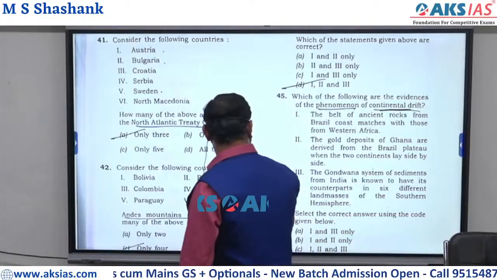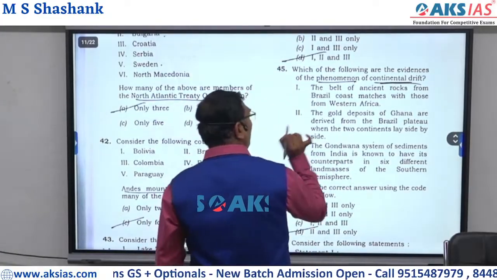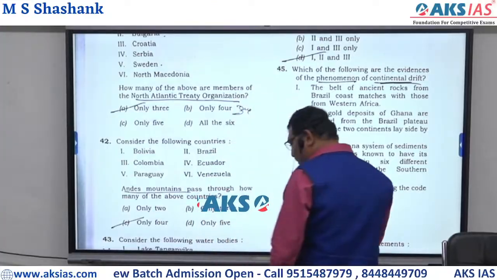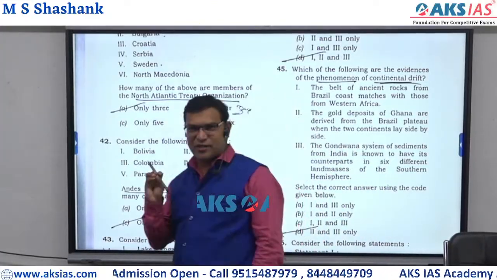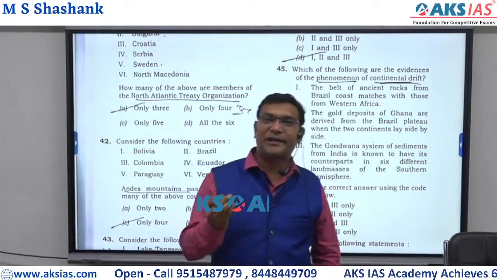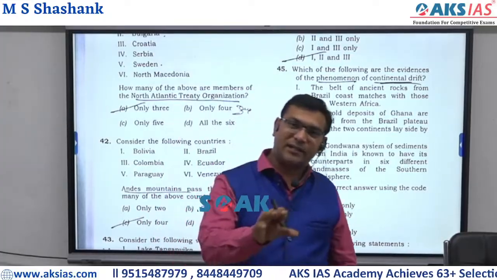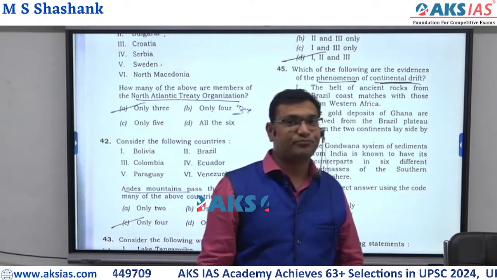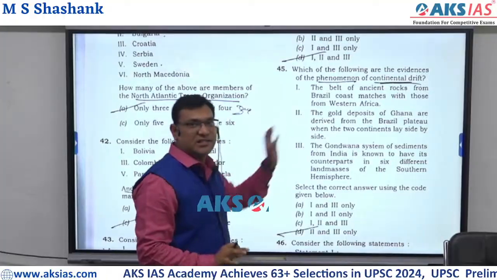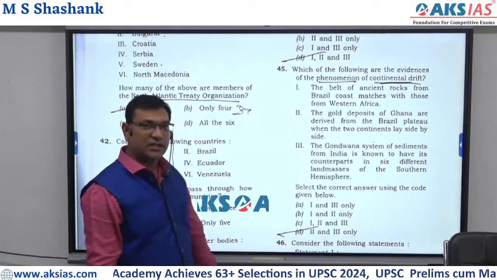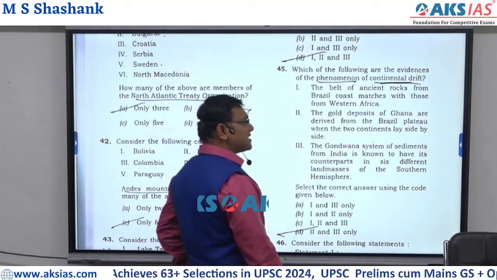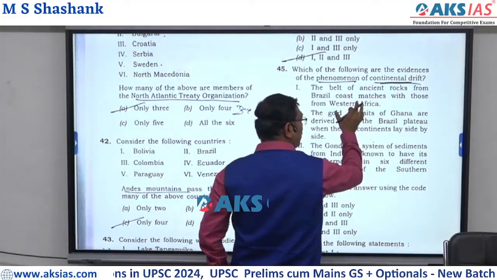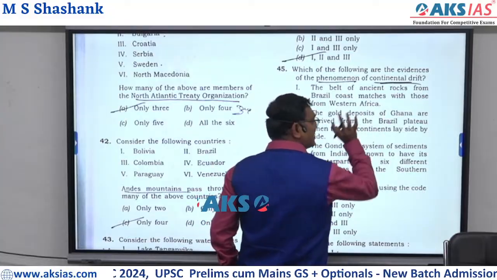Next question is about which of the following are the evidences of the phenomenon of continental drift theory. This is the first topic we study in geomorphology. What is that continental drift theory? Alfred Wegener also suggested some evidences for continental drift theory. What are those evidences? First, the belt of ancient rocks from the Brazilian coast matches with those of Western Africa.